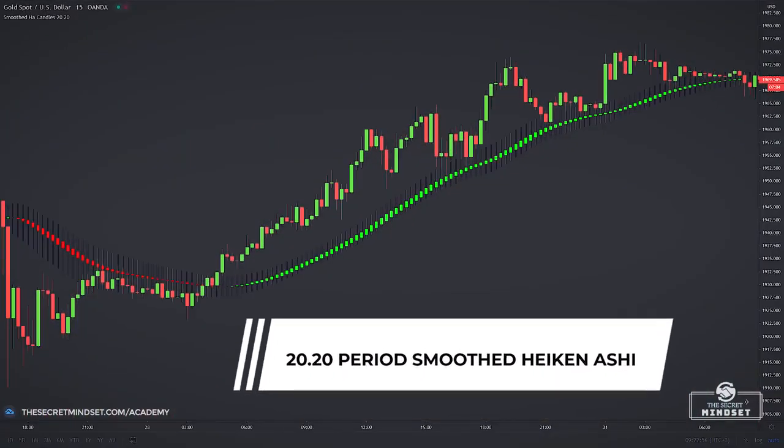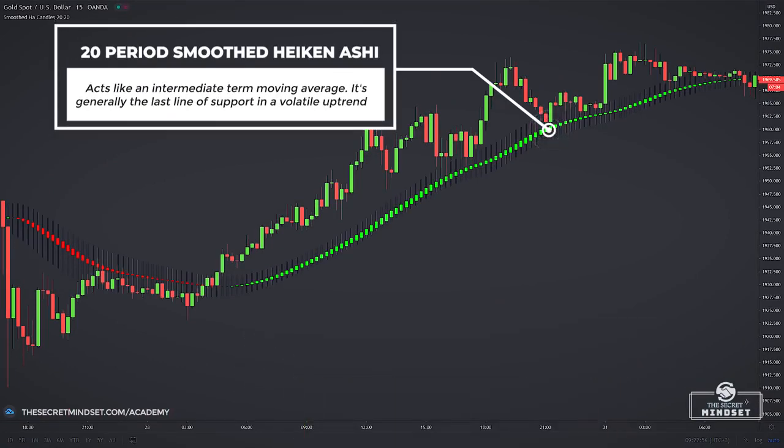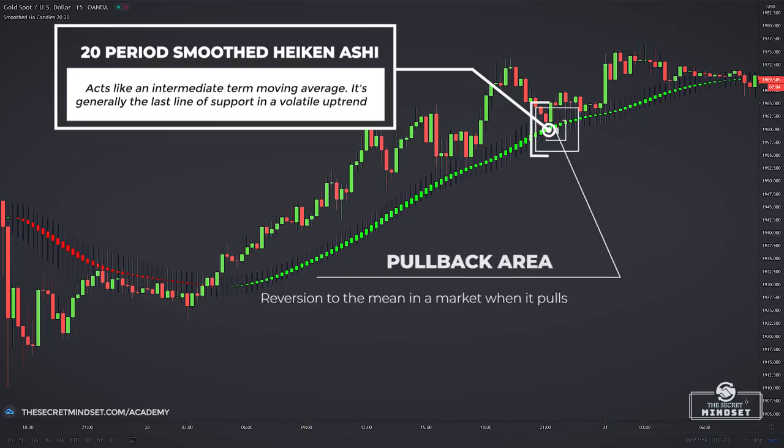The 20-period smoothed Heiken Ashi acts like an intermediate-term moving average. It's generally the last line of support in a volatile uptrend. To me, it's the reversion to the mean in a market when it finally pulls back after an extended trend.